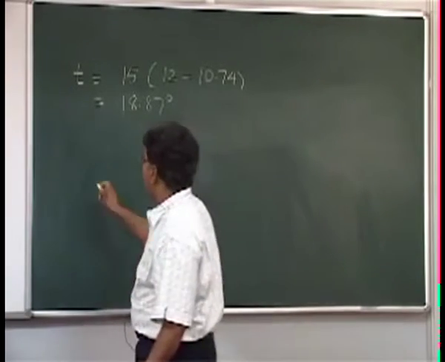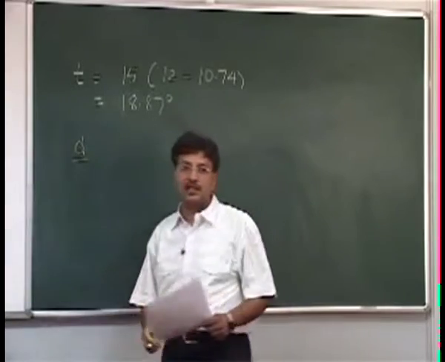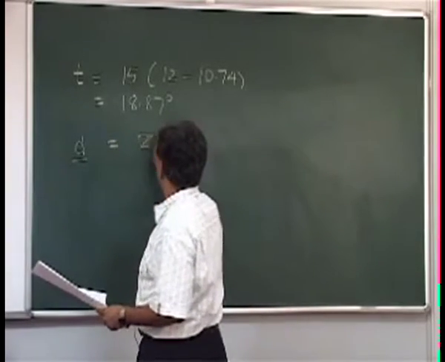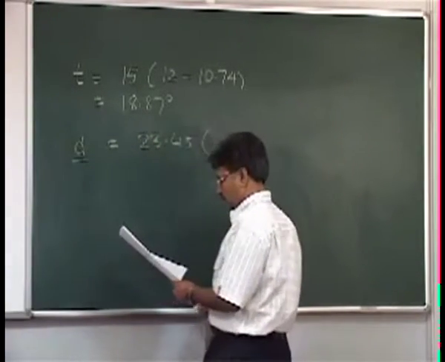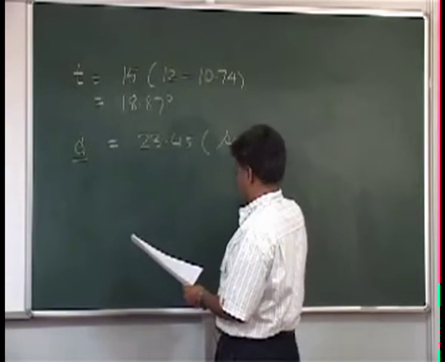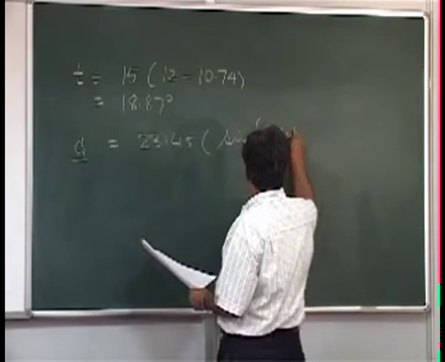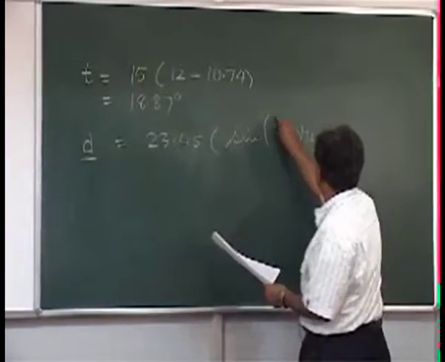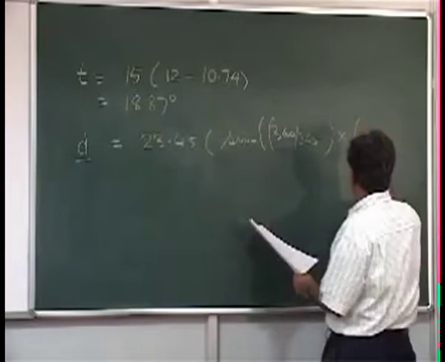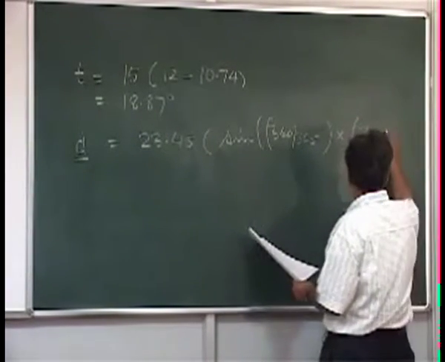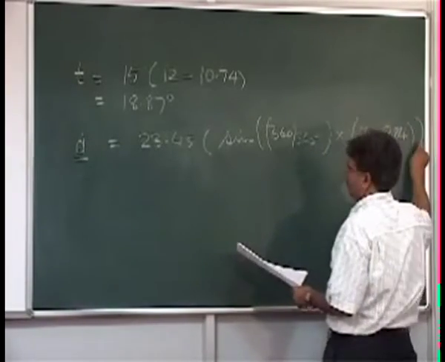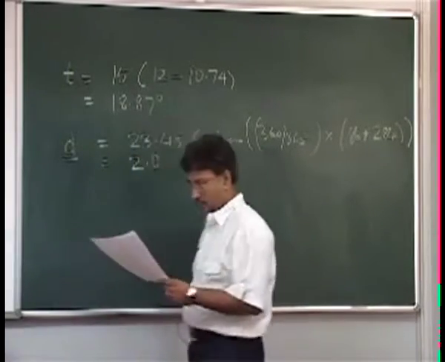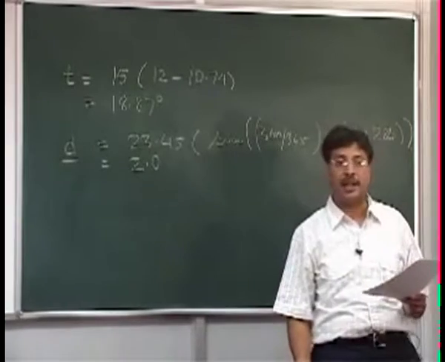Then I can find the declination. If you recall, this was 23.45 sine of 360 by 365, multiplied by (n plus 284), with n equal to 86, and that came out to be a small number, approximately 2.0. That was the sun's declination.